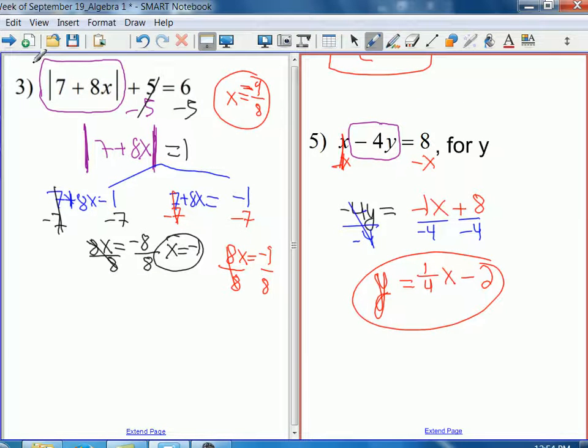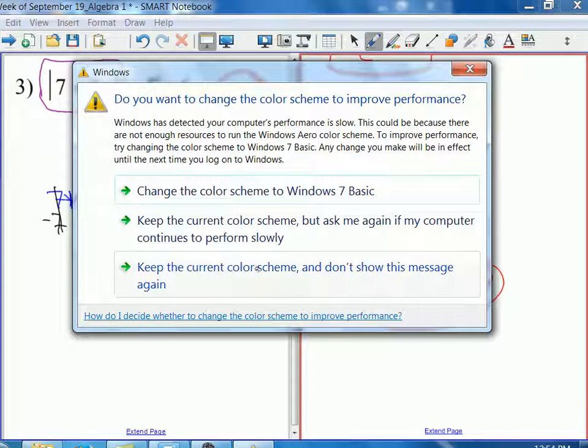So meanwhile, oops. Guess we'll keep the color scheme. Sounds good.